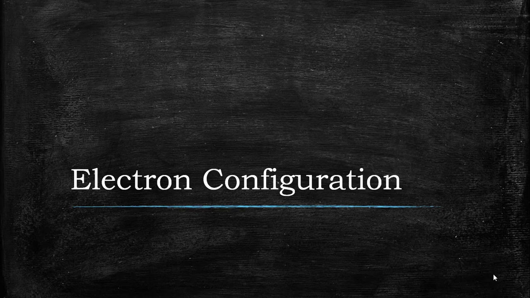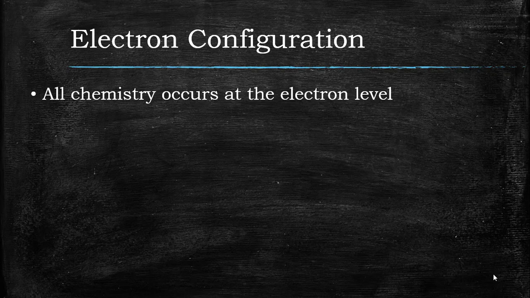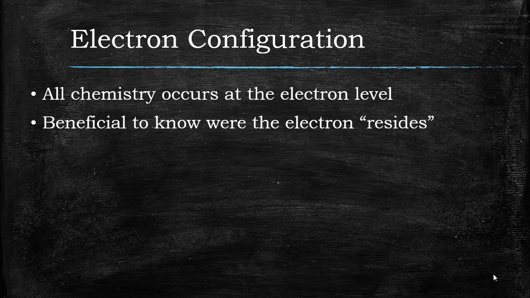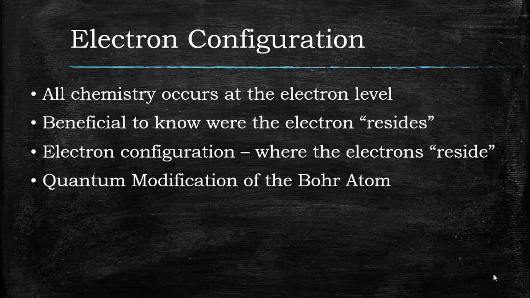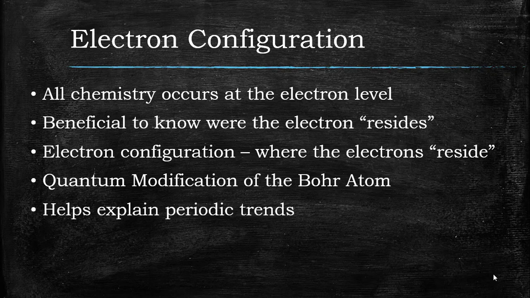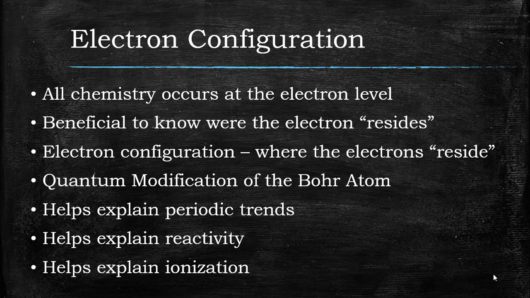This next grouping of lectures deals with electrons. And the reason we deal with electrons is that's where all chemistry occurs. In order to understand how chemical processes occur, it's helpful to know where the electron lives or resides. And that is called the electron configuration. We're going to utilize the quantum modification of the Bohr atom. And knowing the electron configuration helps in multiple ways, one of which is explaining periodic trends, another is explaining chemical reactivity, and another is explaining atomic ionization.